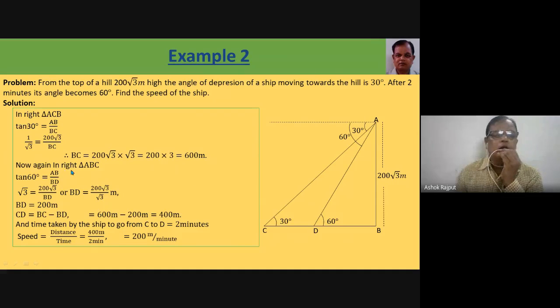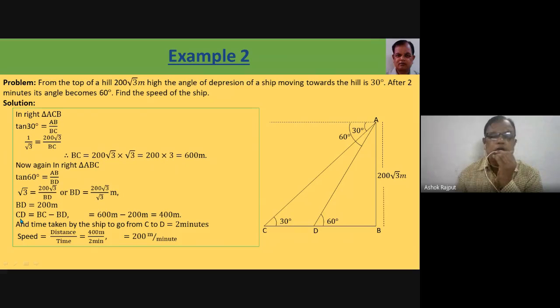Now again in right triangle ABD, here should be D. Now tan 60 degree equal to AB upon BD. As we know tan 60 equals root 3, AB is 200 root 3 by BD, or BD equal to 200 root 3 by root 3. Root 3 is cancelled. Therefore, BD equal to 200 meter.